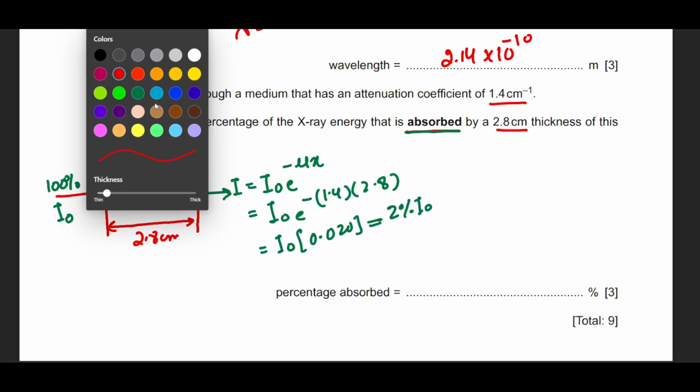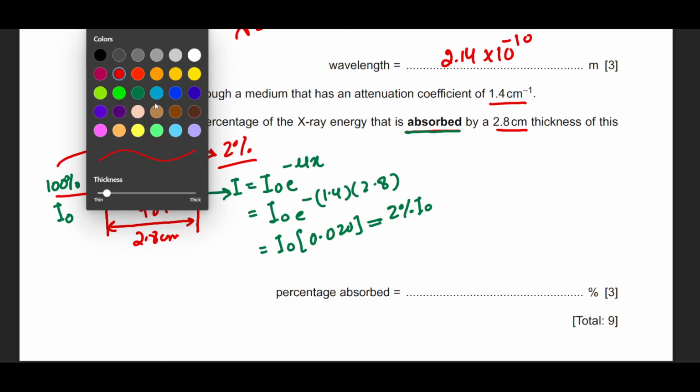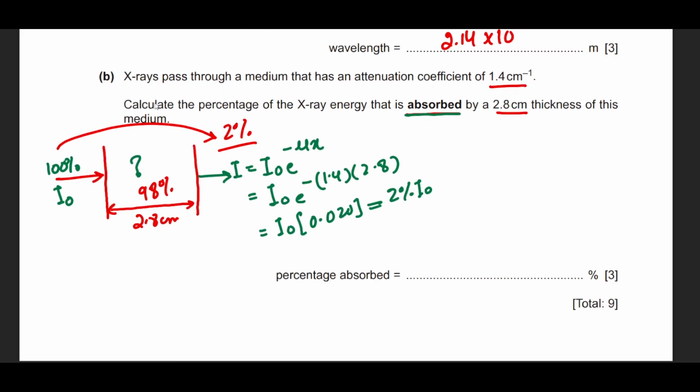What does that mean? It means that if I am sending 100% of X-ray, I'm only getting back 2% on the output. So how much has been absorbed? 98% has been absorbed within this tissue. So you will find that 98% of I naught is absorbed, and only 2% was received after it passed through the tissue.